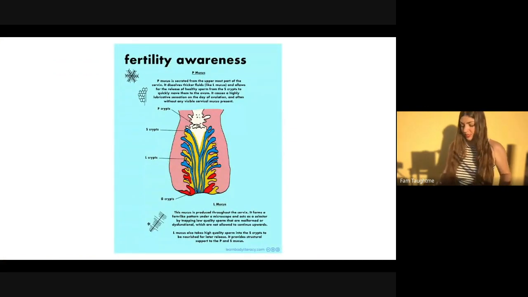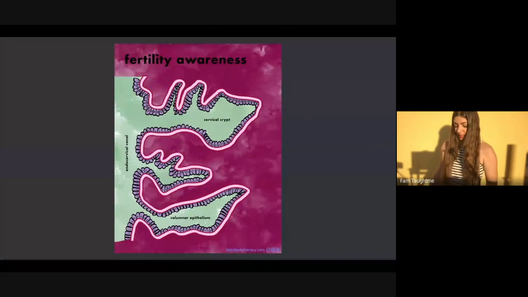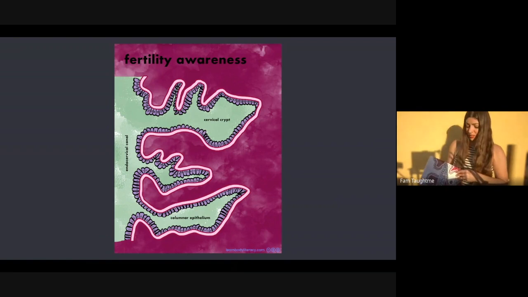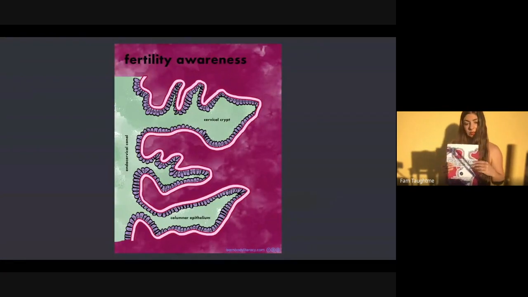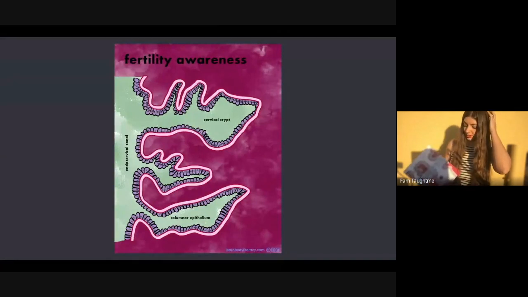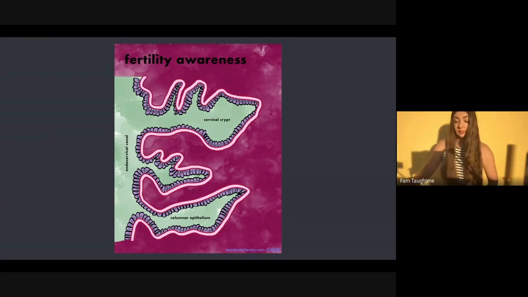Here's another image from the visual reader that shows us the different crypts of the cervix and the different types of fluid that they make. Again, this is from the cover of this book. What you're looking at here are the actual epithelial cells, the surface cells of the cervical canal, and the cervical crypts that open into the cervical canal and deposit that fluid that then falls out of the body. That's what we're observing.